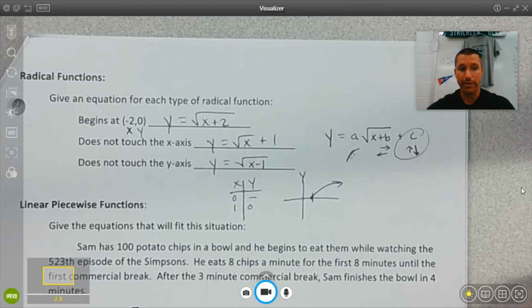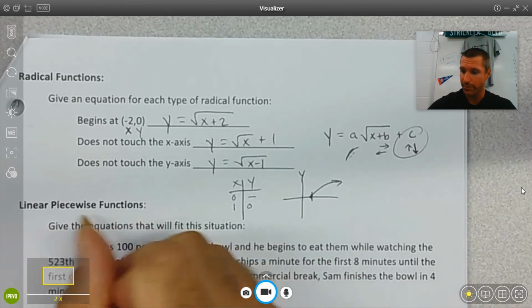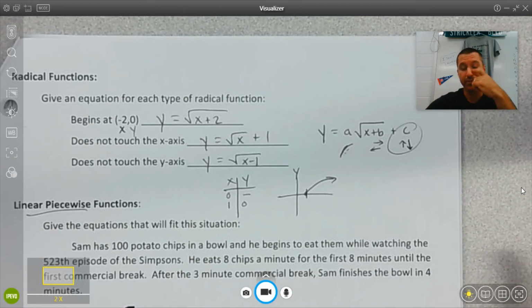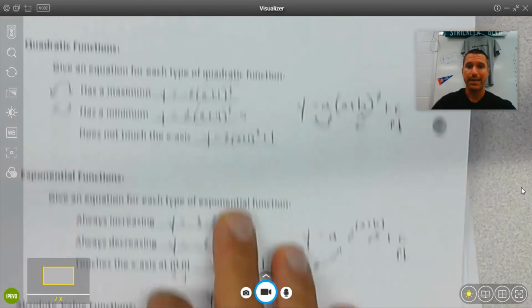That's the end of the lesson for right now. Linear piecewise functions are coming up. You know that's something we're going to do. But for this guy, I just want to make sure you have fun with your functions. You know how to manipulate them and move them around. And to do that, you got to know how to do this.